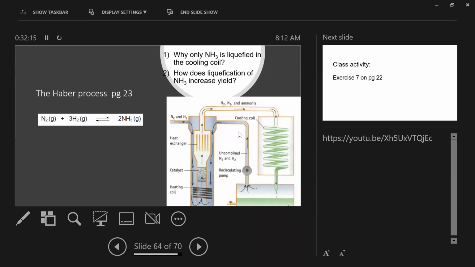Decreasing the volume. Cooling system, right? That means the temperature is reduced. Cooling means what? You remove heat, right? Then why would that cause an increase in pressure? Doesn't make sense, right? So why would the liquefaction of ammonia push the equilibrium forward? How does it work?